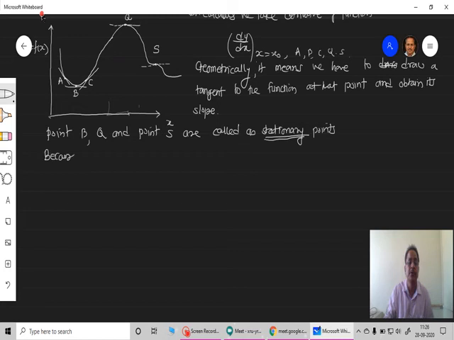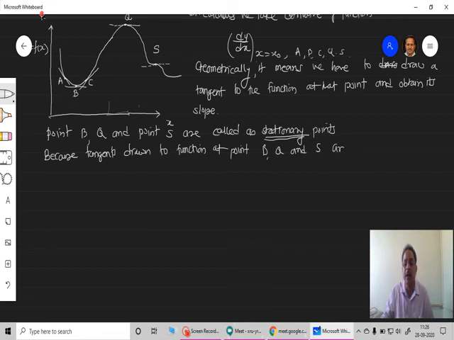Because tangents drawn to the function at points B, Q and S are having slope 0, okay, 0, or that tangents are parallel to the x axis.